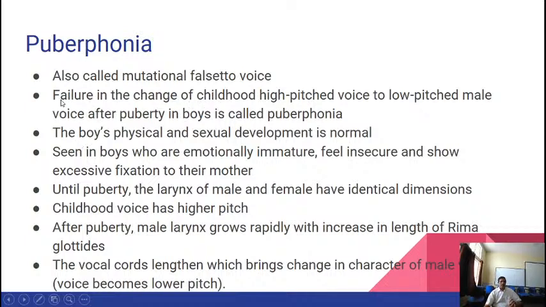So usually that is a normal phenomenon, but in some children who are first born and who are very emotionally attached to the mother, they do not want to accept themselves becoming a male, because as a male you have to perform some duties. So they would like to preserve their female voice. In the process, they develop a kind of double voice. Sometimes it's a female voice, sometimes it becomes very hoarse.